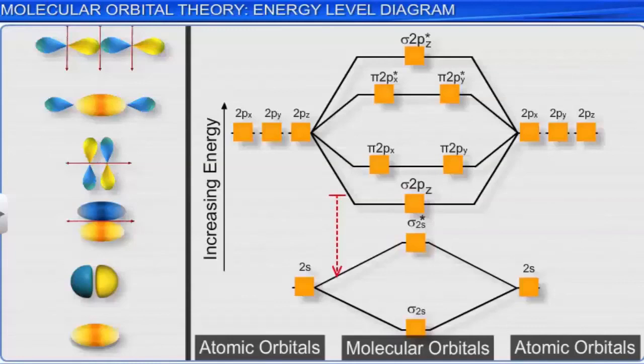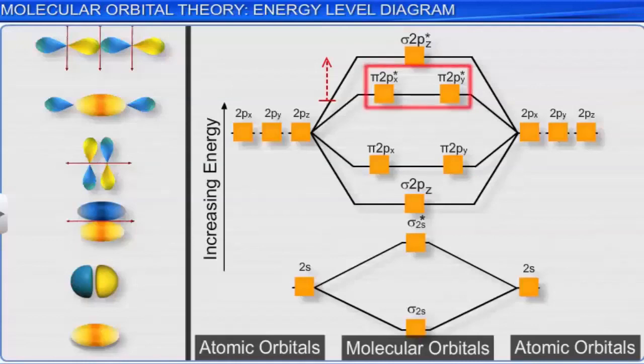Due to the head-on bonding between two pz atomic orbitals, the interaction between them is stronger than the 2px and 2py orbitals. As a result, the sigma 2p orbital lies below the pi x and pi y orbitals, and the sigma star 2p orbital lies above the pi star x and pi star y orbitals.